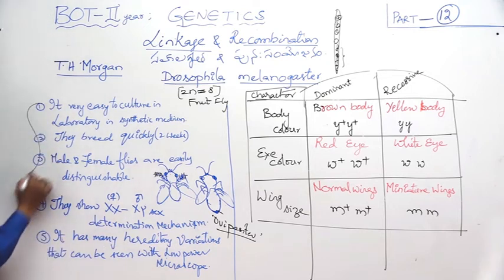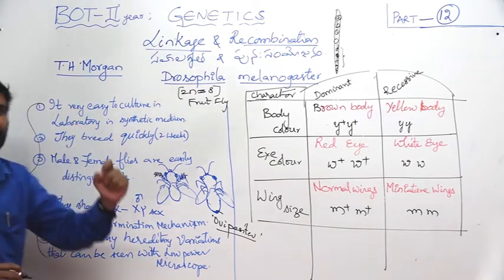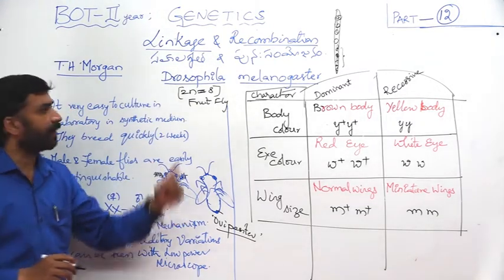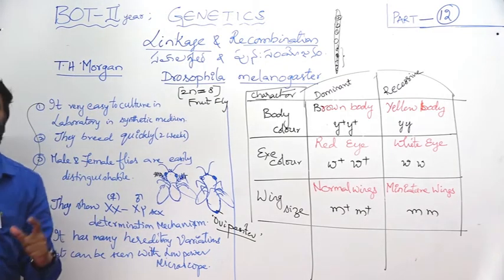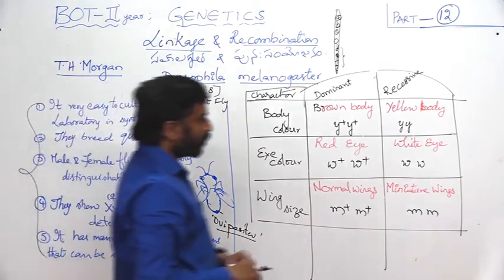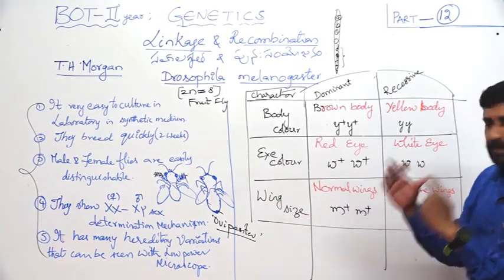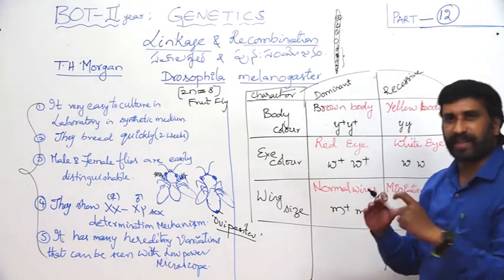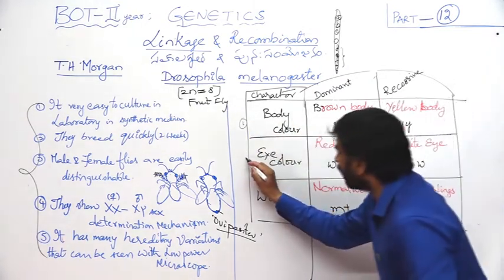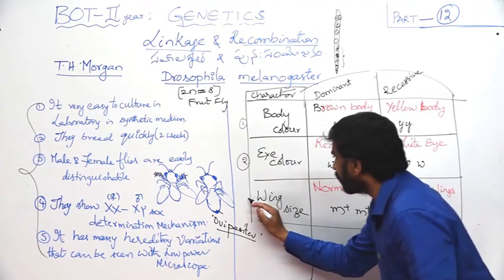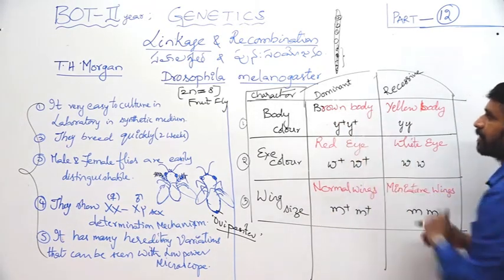సో బికాస్ ఆఫ్ ఆల్ దీస్ అడ్వాంటేజెస్, బికాస్ ఆఫ్ ఆల్ దీస్ రీజన్స్, Morgan selected for his experimental work this insect, that is a fruit fly, Drosophila melanogaster. So on Drosophila melanogaster, Morgan conducted the dihybrid experiments. So he considered certain characters in the Drosophila for his experimental work. So what are those characters he selected for his experimental work? Okay, the first one is body color. The second character is eye color. And the third one is wing size. These are a few characters that were selected by Morgan for his experimental work.